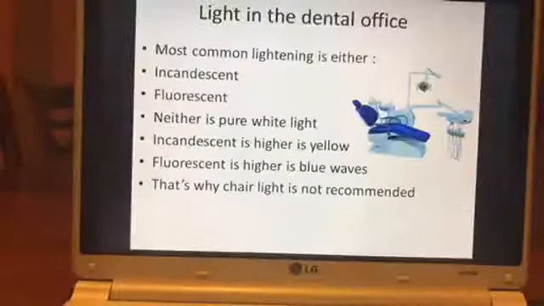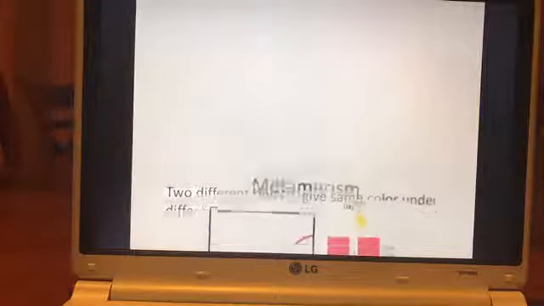So the light sources, the incandescent light, the fluorescent light, neither is pure. The incandescent light is higher in yellow, and the fluorescent light is higher in blue. That's why chair light is not recommended. Anyway, what I've told you is enough. Just use an indirect light, or the white light if you don't have the other choice.